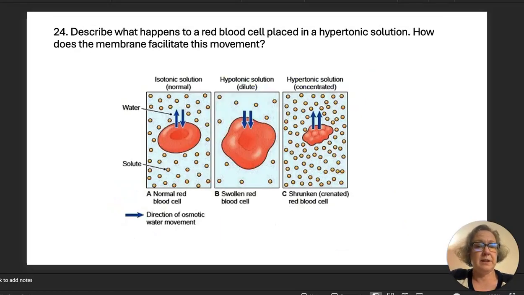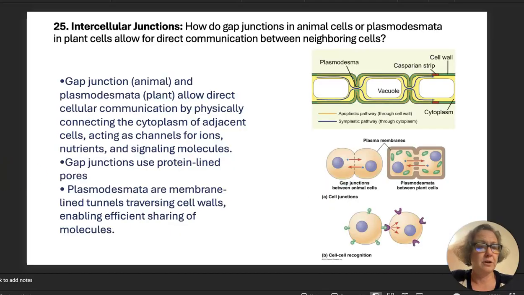When are red blood cells placed in a hypertonic solution? How does the membrane facilitate this movement? So water, remember, is always going to rush out to dilute things. In this case, we have a hypotonic solution, so water is going to rush in. Here we have a hypertonic solution. Water is going to rush out. Just a little reminder.